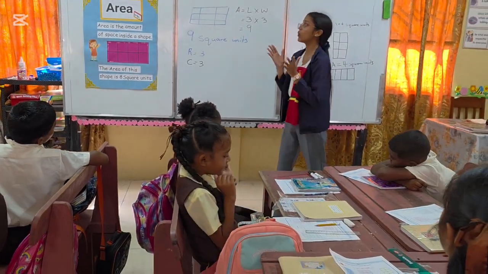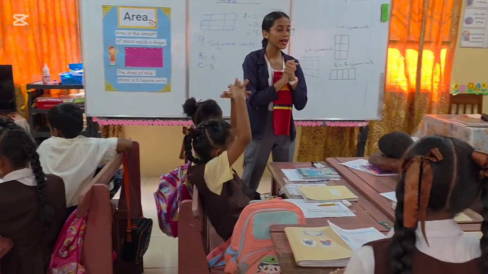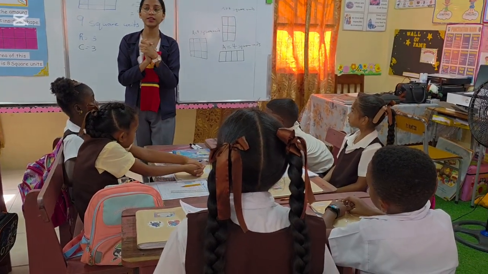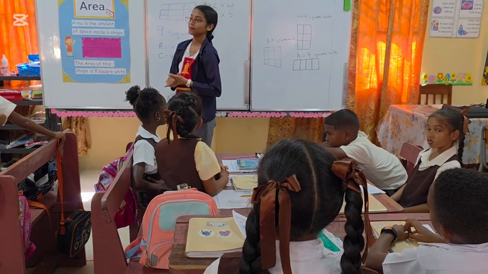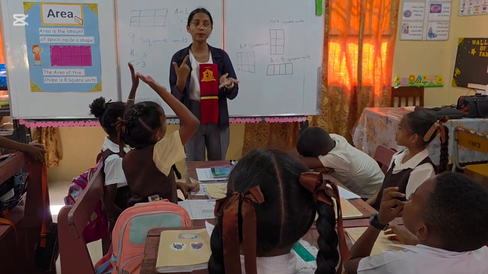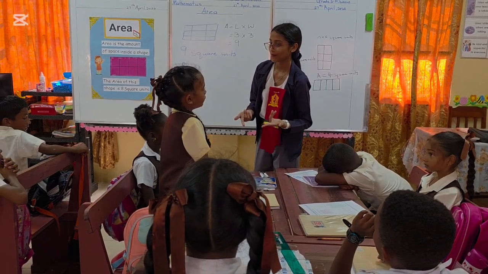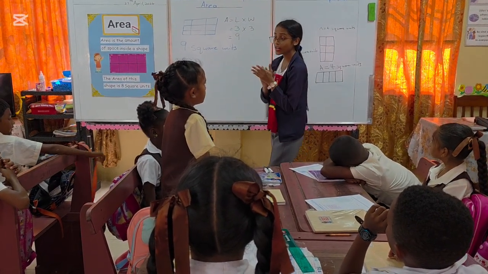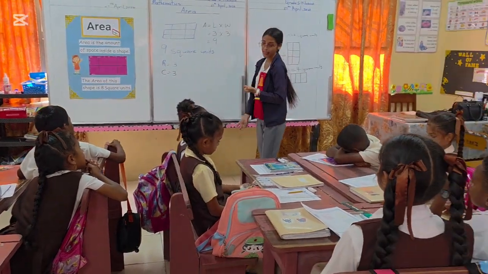So do we understand what is area? Yes. I need one person to stand for me and tell me what is area. Area is a space. You sure you're missing something there? Need more meat than that. Area is the amount of space inside of the shape. Good job. Area is the amount of space inside a shape, right?